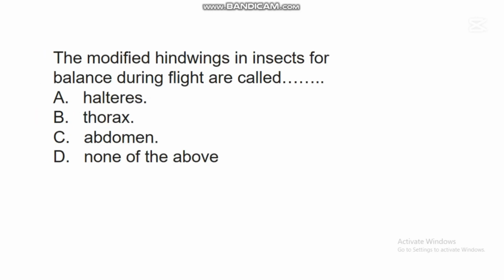The next question says, the modified hind wings in insects for balance during flight are called dash. A. Halteres, B. Thorax, C. Abdomen, D. None of the above. In this question, the correct answer is A. Halteres. These halteres are the modified hind wings in insects that play a great role in balance during flight.